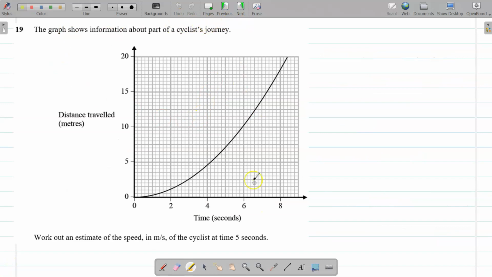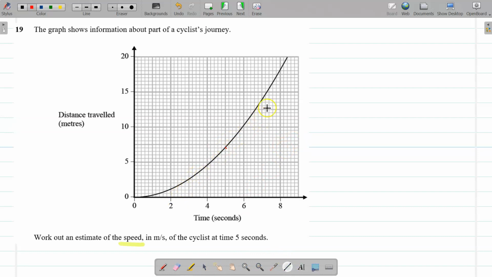Graph shows information about a cyclist's journey. Work out an estimate of the speed. So the speed on a distance time graph is the gradient at time 5 seconds. Well, look, there's 5 seconds. I'm just putting a little mark there. Okay, we want the gradient at that point. So we need to draw a straight line that's a tangent to the curve there.